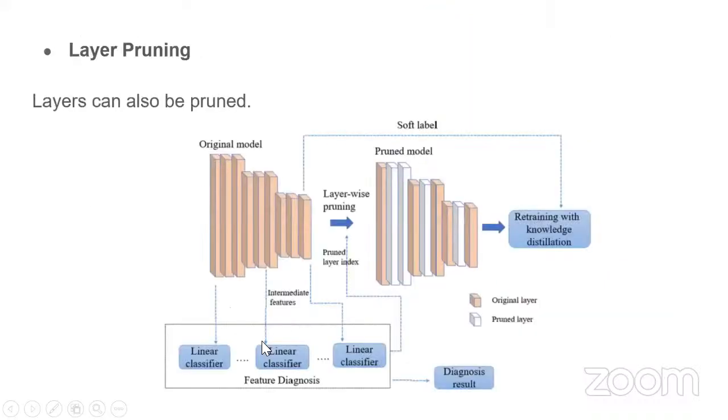Okay. Then there is layer pruning. So layers can also be pruned. For layer pruning, this technique involves removing entire layers from the neural networks. This is typically done when certain layers do not contribute significantly to the model's overall effectiveness, or when the architecture can be simplified.